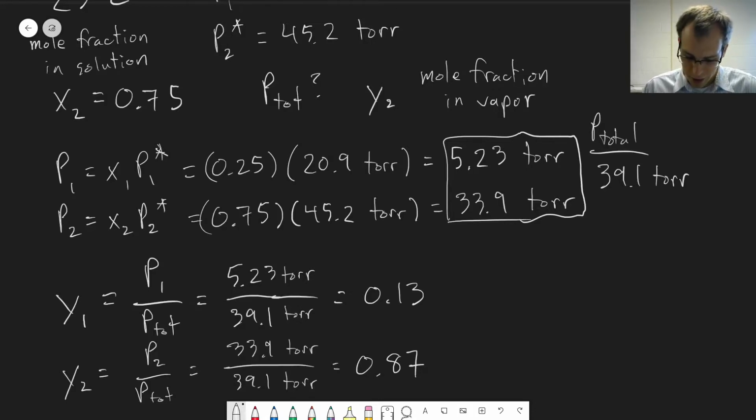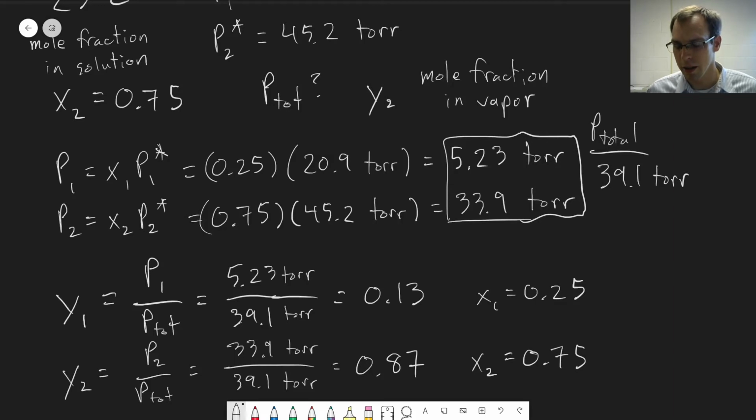The thing that you can notice is that if we compare these to the solution mole fractions, this one was given as 0.75, which means that this one was 0.25, we see that these are not the same. We get a significantly higher fraction in the vapor of our more volatile component. 2-propanol has a higher vapor pressure, so we get more of it in the gas phase. Because we get more in the gas phase, the vapor is enriched in 2-propanol. We can take advantage of that fact, and we'll look at how we can do that to separate these two substances by using distillation.